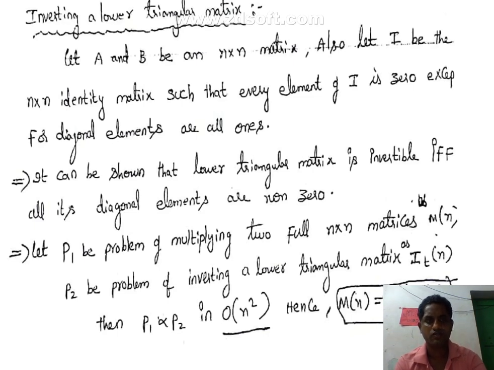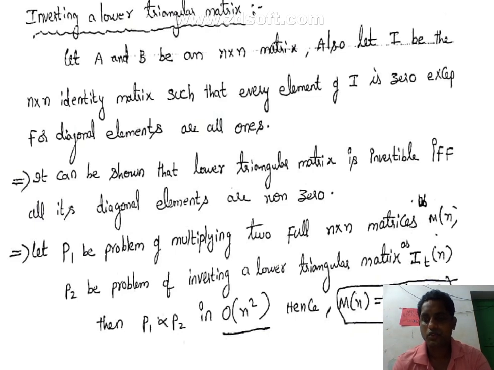So whenever you perform the inversion of a lower triangular matrix, let A and B be n by n matrices, and let I be the n by n identity matrix such that every element of I is 0 except the diagonal elements, which are all ones. It can be shown that a lower triangular matrix is invertible if and only if all its diagonal elements are non-zero. There are no zeros on the diagonal, only ones.